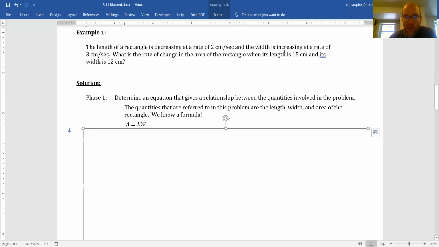But the quantities, as I was trying to point out here, that are referred to are length, width, and area. We know a formula for that. We don't have to do anything special to come up with an equation. It's just the area is equal to length times width. Okay, so phase 1 is come up with that sort of basic equation to start with.